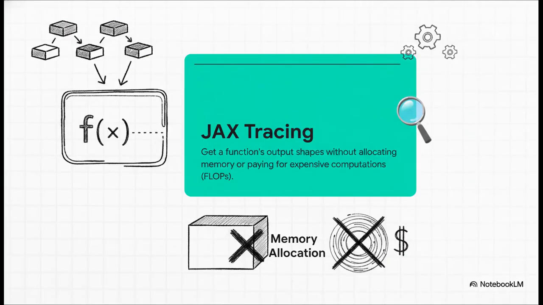First, we've got to get our heads around the key concept, JAX tracing. You can think of it like JAX doing a dry run of a function. It follows the logic, it tracks the shapes of all the arrays as they move through your code, but it skips all the expensive math, the FLOPs, and it doesn't allocate huge chunks of memory for the final values. This gives us all the structural information we need for basically zero cost.